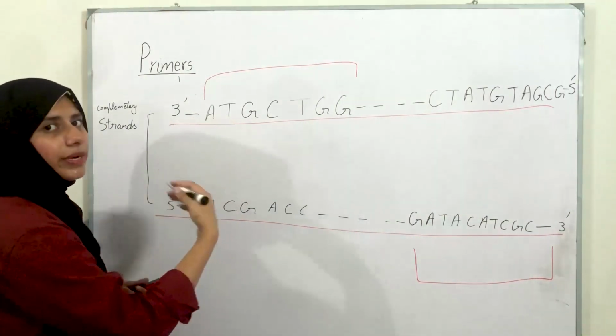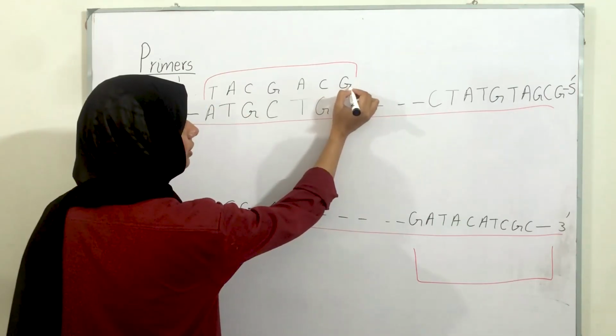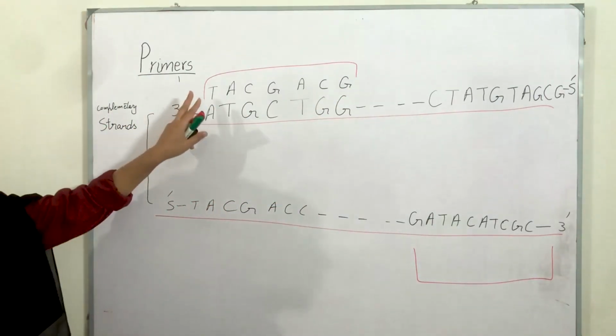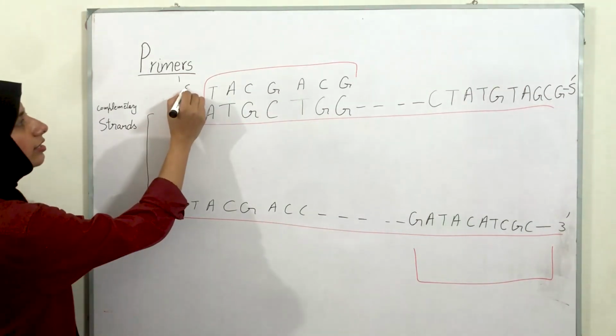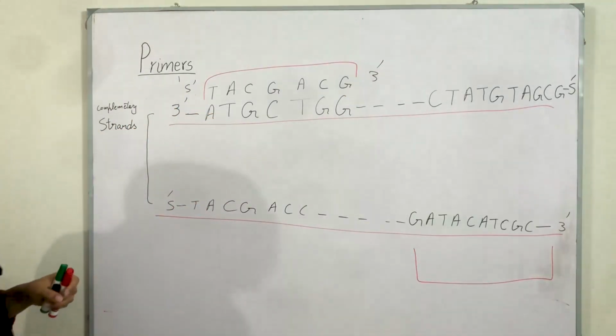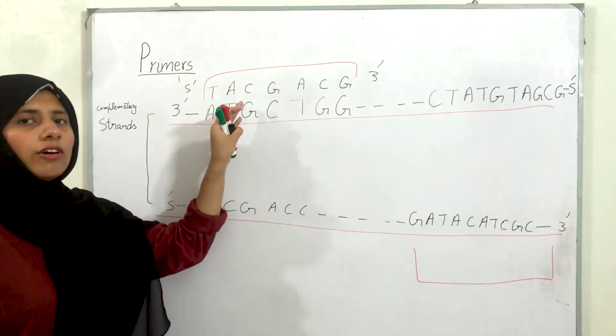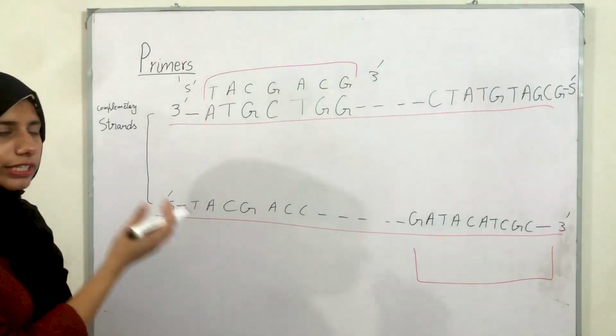You need a complementary sequence. So we'll make a complementary sequence. This is the complementary sequence of this, and it's in the 5 prime to 3 prime direction. We'll send this sequence to the company so that they make our primers according to our sequence.